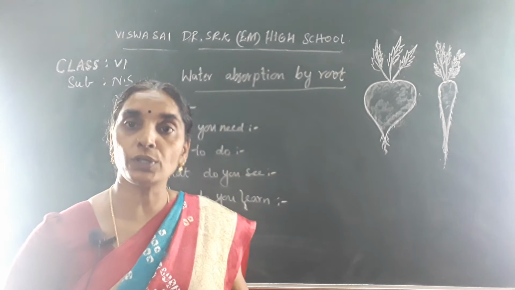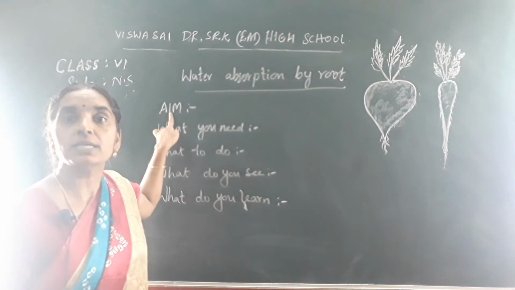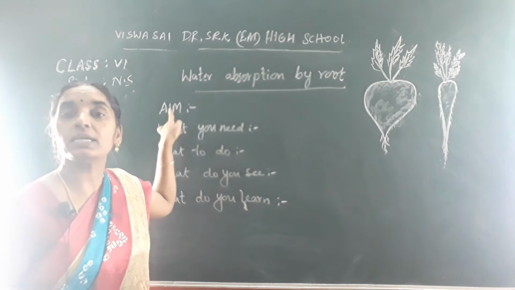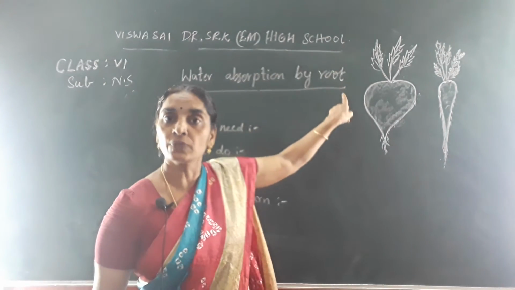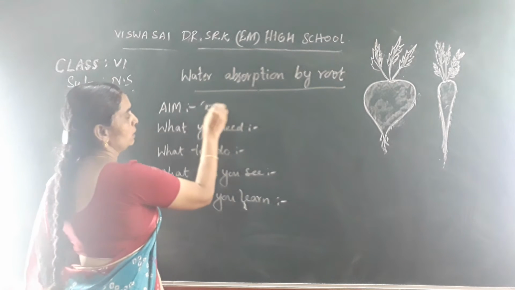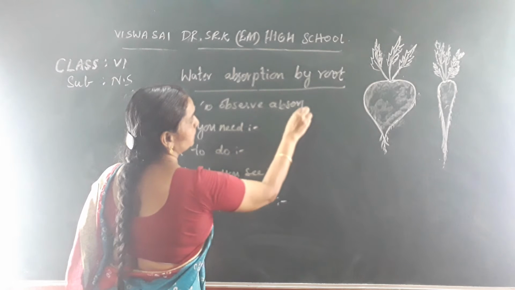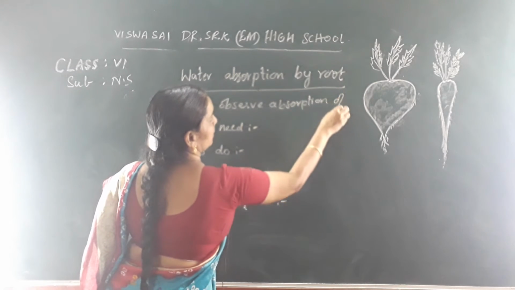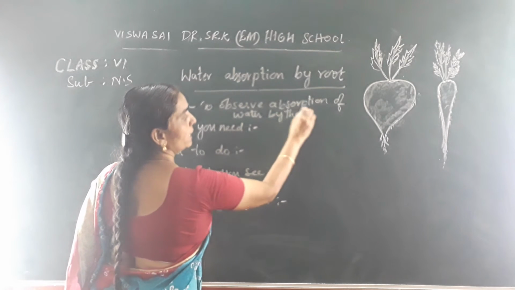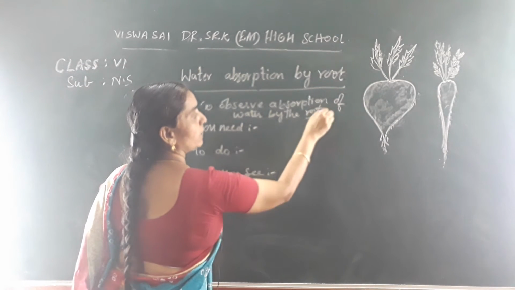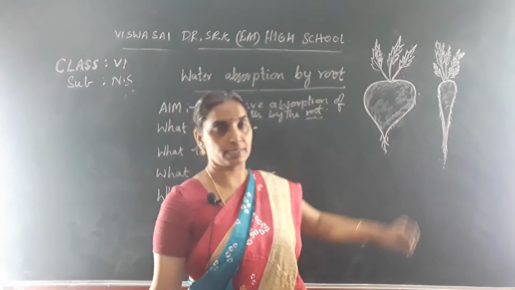With these roots, we can simply do an experiment to prove that roots absorb water. I'll tell you how to do this experiment. What is the aim of the experiment? The aim of the experiment is to observe the absorption of water by the root. So here the root that we have taken is either carrot or beetroot. You can take a carrot for instance.